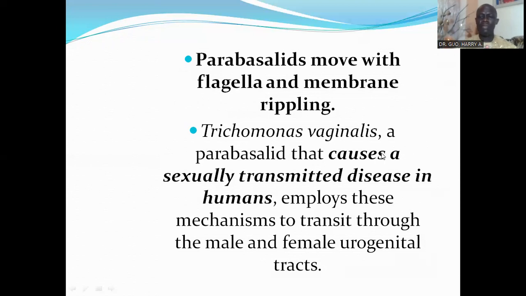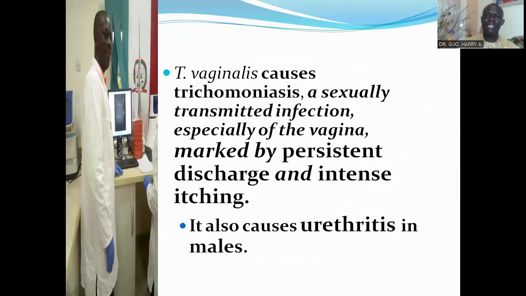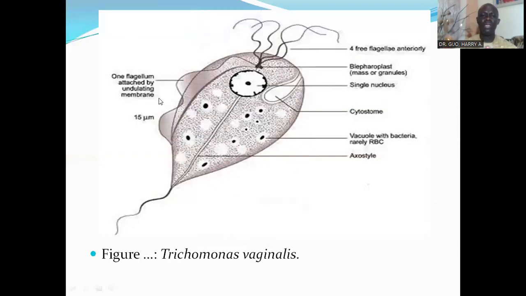So Trichomonas vaginalis is able to move with the aid of flagella and membrane rippling. T. vaginalis causes trichomoniasis, which is a sexually transmitted infection, especially of the vagina, marked by persistent discharge and intense itching. It also causes urethritis in males.